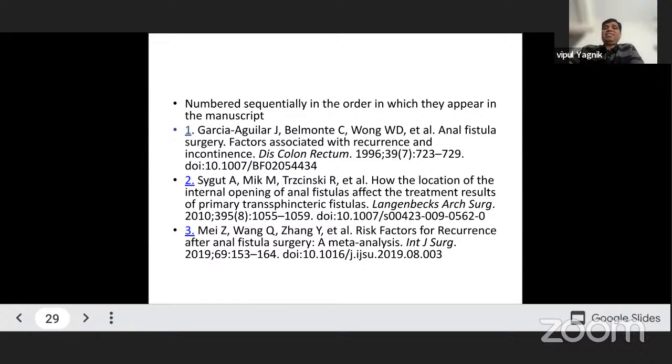In the citations, or in the reference list at the end, you number sequentially in the order in which they appear in the manuscript, like 1, 2, 3. Whatever is first in the manuscript, you have to write first. You cannot write the first reference, then the third reference, then the fifth reference and then the fourth reference. That's not possible. It should be in order, like 1, 2, 3, and according to that you have to mention them in the main manuscript. Next slide.